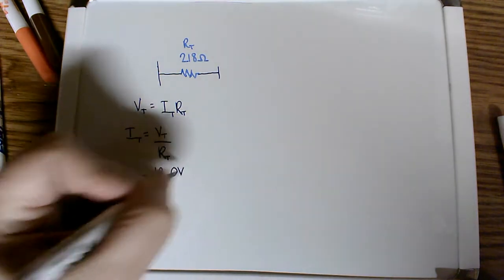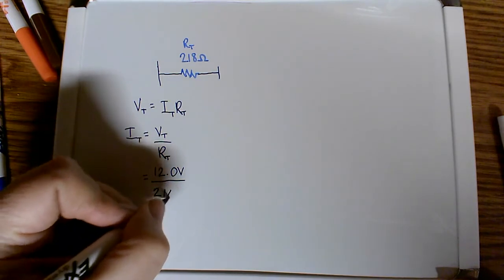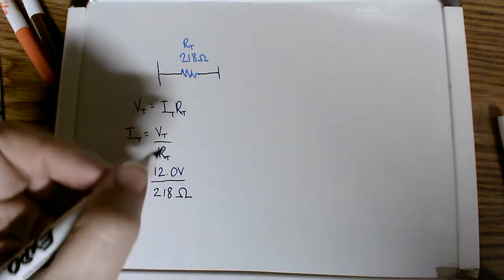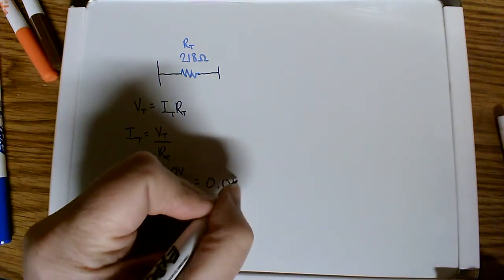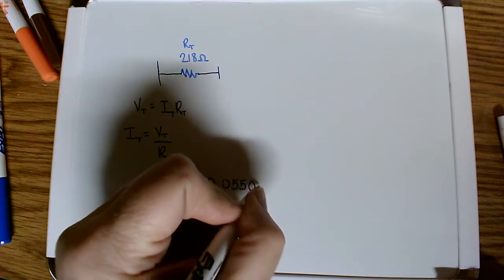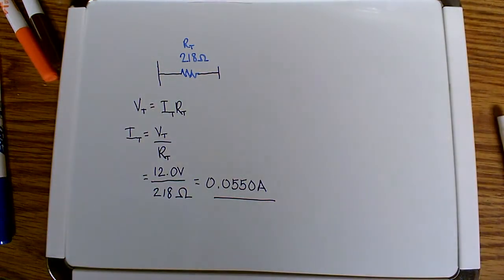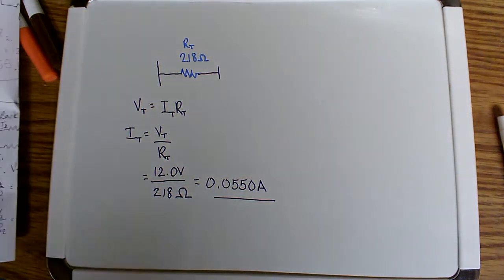So what we're going to do is apply Ohm's law, Vt equals It times Rt, and solve for the current. So we're going to get that It, the total current, is equal to the total voltage divided by the total resistance. 12 volts divided by 218 ohms gives me 0.0550 amps. Now again, I use the 0 at the end for significant digits.